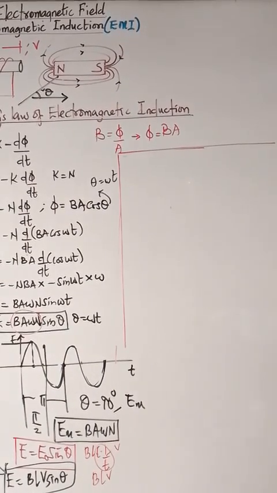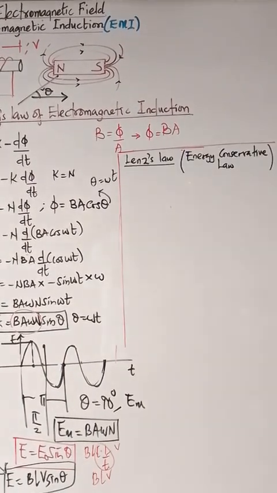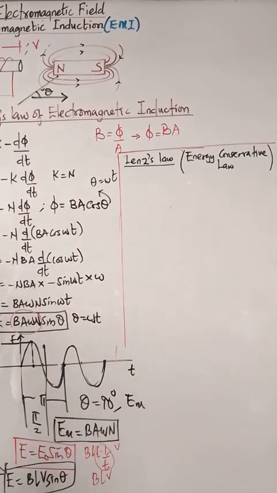Now let's talk about Lenz's law. So this law, Lenz's law, is an energy conservative law, because come think of it, if you look at it normally, it is as though we generated what? A form of electrical energy from non-energy source, which is against the law of conservation of energy, which states that energy can neither be created nor destroyed.